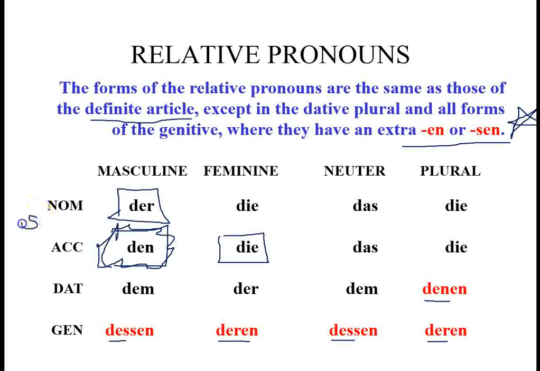Don't forget, nominative is the subject or the predicate nominative of the sentence. Accusative is typically the direct object. Of course, you have prepositions to worry about. Dative is the indirect object. Of course, you have prepositions and dative verbs to worry about. And then genitive is possession. I almost wrote posse, but sorry. It's possession.